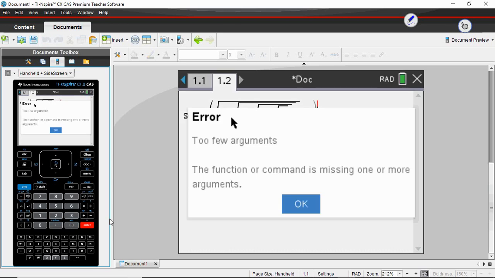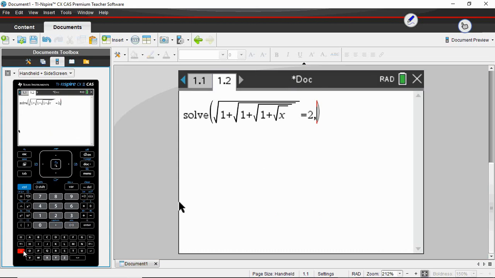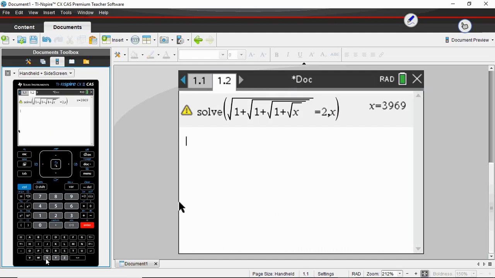The calculator doesn't actually know what we want it to solve for, so we need to tell it. So if we want the calculator to know that x is the variable that we're interested in, at the very end of the equation, we just go down here to the bottom left-hand corner, and there's a comma button, and then we type x. And that's telling the calculator, I want to know what x is. Press enter, and it gives us the solution.